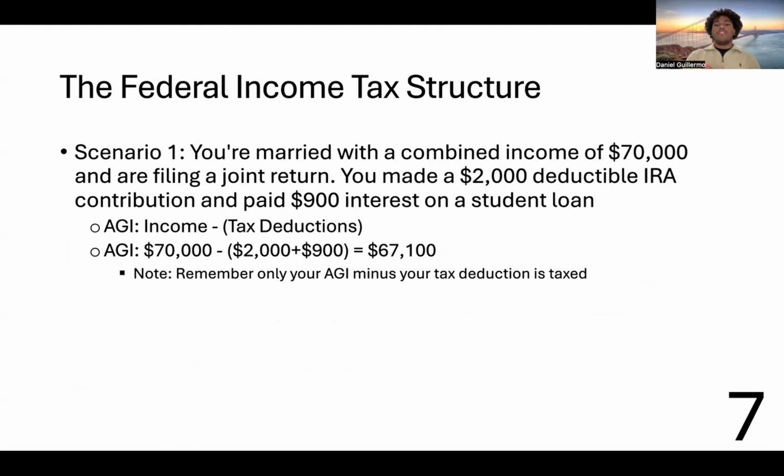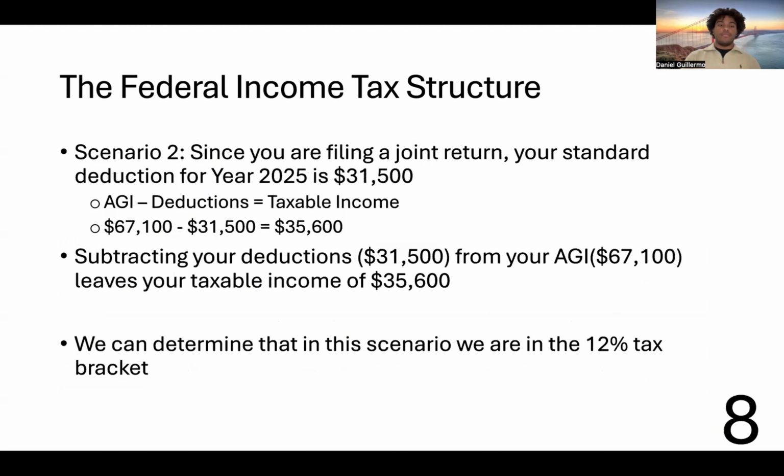Scenario one. So let's say you're married with a combined income of $70,000 and are filing a joint return. You made a $2,000 deductible IRA contribution and paid $900 interest on a student loan. Let's calculate your AGI. So your combined income of $70,000 minus $2,900 of tax deductions gives you an AGI of $67,100. And now remember, your AGI minus your deductions is what is taxed.